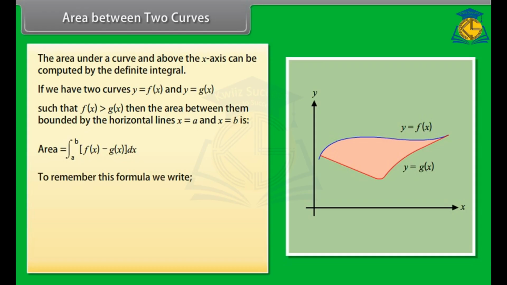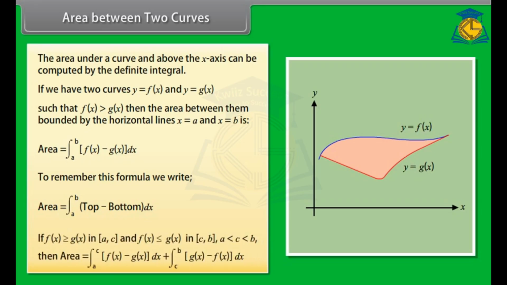To remember this formula, we write area is equal to integral from a to b of top minus bottom with respect to x. If f of x is greater than or equal to g of x in (a, c), and f of x is less than or equal to g of x in (c, b), where a is less than c, which is less than b, then area is equal to integral from a to c of f of x minus g of x with respect to x, plus integral from c to b of g of x minus f of x with respect to x.